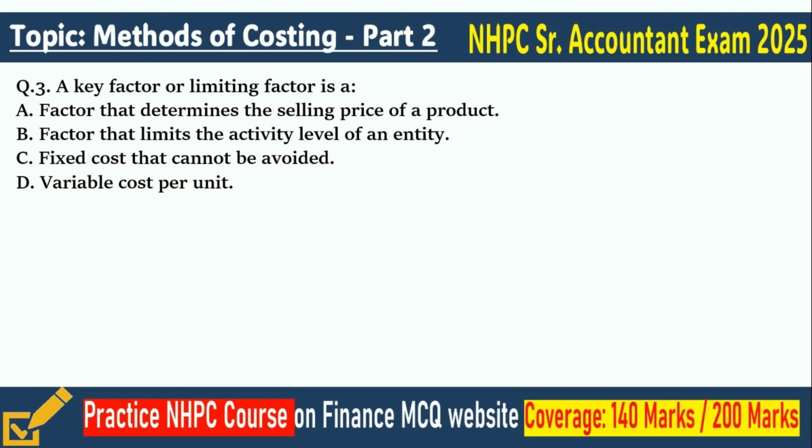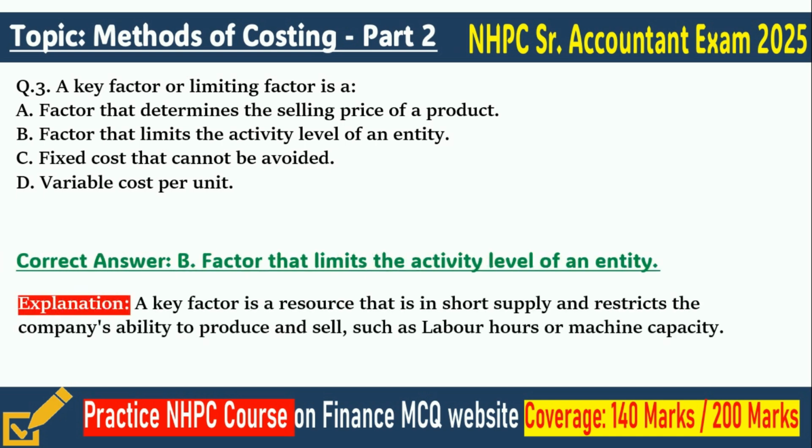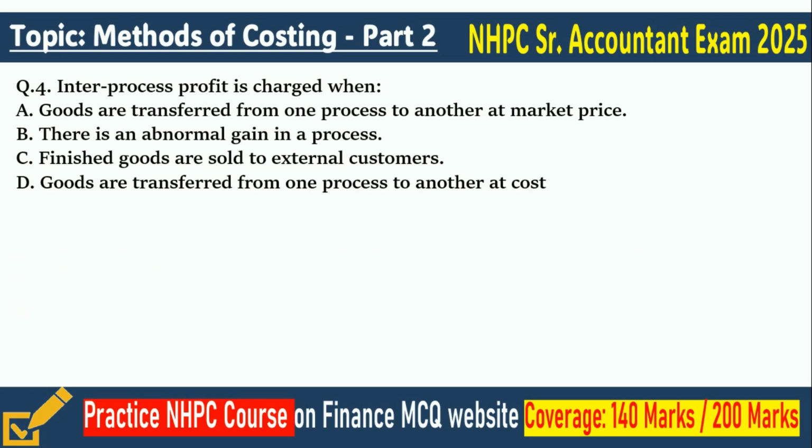The correct answer is option B, factor that limits the activity level of an entity. Friends, key factor is a resource that is in short supply and restricts the company's ability to produce and sell, such as labor hours or machine capacity. Moving on, friends, next question.